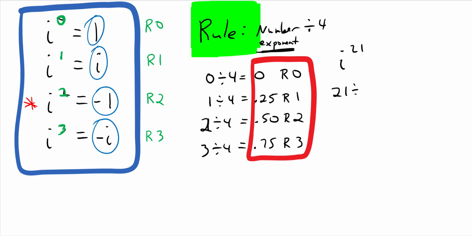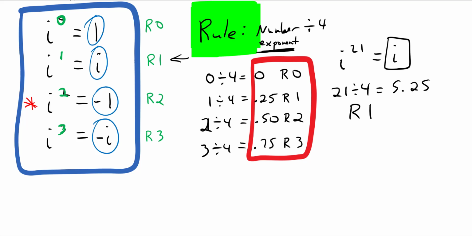21 divided by 4. And if you say, well, Mr. Curtis, I don't have a calculator with me, well, just get your phone out and use your calculator on your phone. Okay, so 21 divided by 4 gives me 5.25. Okay, so look at what this is. There's 5.25. See that 0.25 right here? That means it's a remainder of 1. So go to your chart and look what remainder of 1 is. Remainder of 1 is right here. So the answer is i. So i to the 21st is i.